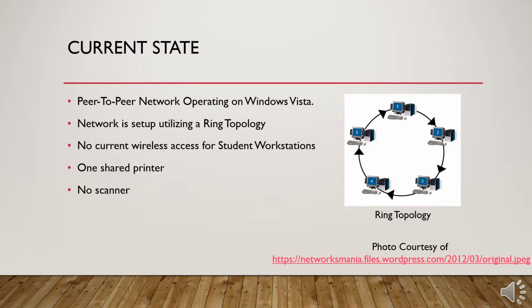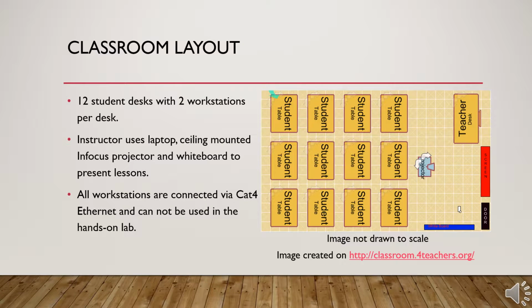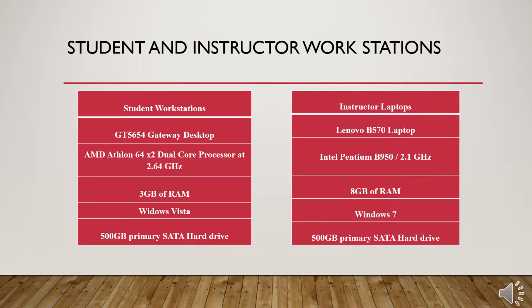Currently, Allied Aircraft Manufacturing operates a Windows Vista, peer-to-peer network with no wireless support and one printer. The classroom layout consists of 12 student desks, with two students per desk. Each student has a computer connected to the network with a Cat4 Ethernet cable. The classroom also includes a projector, pull-down screen, and whiteboard. Each student workstation has a Gateway GT5654 computer powered by a 2.64 GHz Athlon dual-core processor, with 3 GB of memory and a 500 GB hard drive.